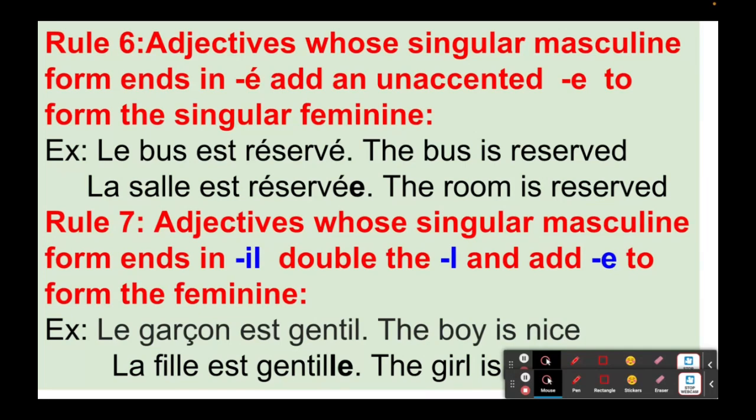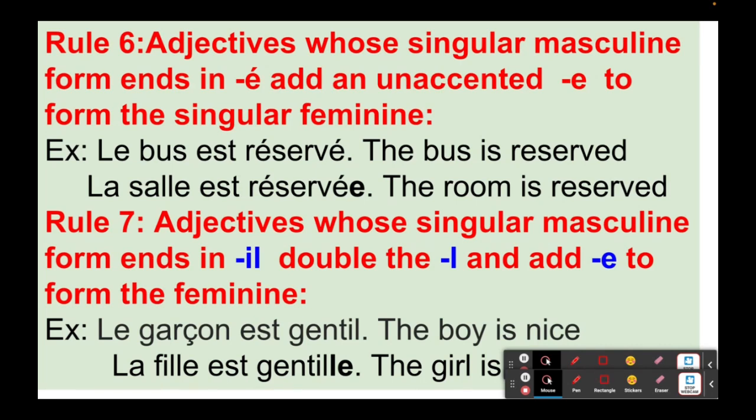So, le bus est réservé. So you hear that A at the end, réservé. The bus is reserved. La salle est réservée. The room is reserved because the room is feminine in French and bus is masculine. How do you know? Bus, which is the bus, starts with an LE, it means it's masculine. Salle starts with an LA, it means it's feminine. So add another E if the masculine word ends with an E accent.